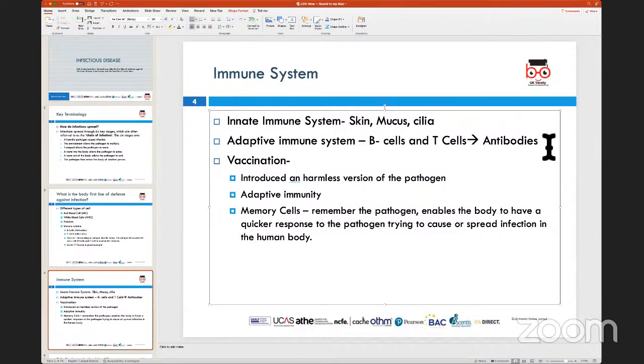Now, sometimes the body does not have immunity. So in this case, what we look at is vaccinations, which basically introduce a passive form of the pathogen into the body, or a harmless version of the pathogen into the body. And that then kicks in the adaptive immunity process by producing B and T cells. But before B and T cells are produced, it also produces what are called memory cells, which remember the pathogen. And as a result, this leads to the production of B and T cells, which then can fight the infection at any given point in time when the body is exposed to it.